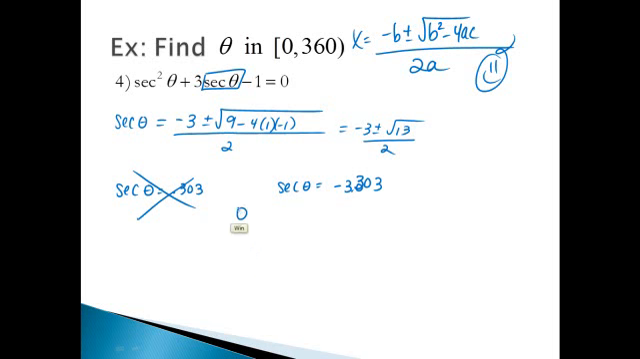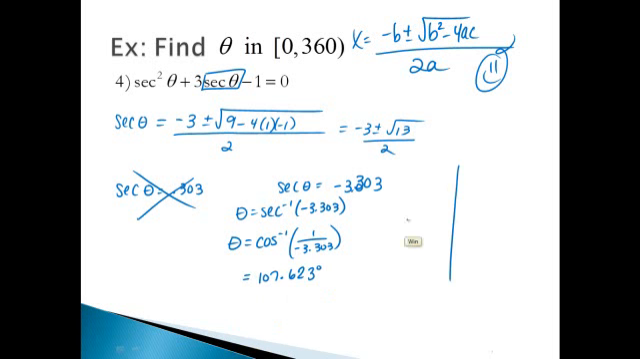Now, to do a secant inverse, unless you have a fancy TI-89, we have to use cosine inverse. And remember, we do the reciprocal inverse function of the reciprocal. And when we plug this in our calculator, we will get 107.623 degrees. And because we are working within a whole circle, there's more than one angle that has this negative secant ratio. And we know that secant is negative in quadrants 2 and 4.